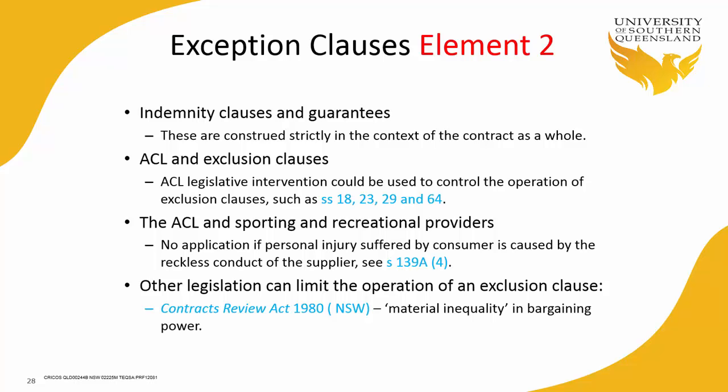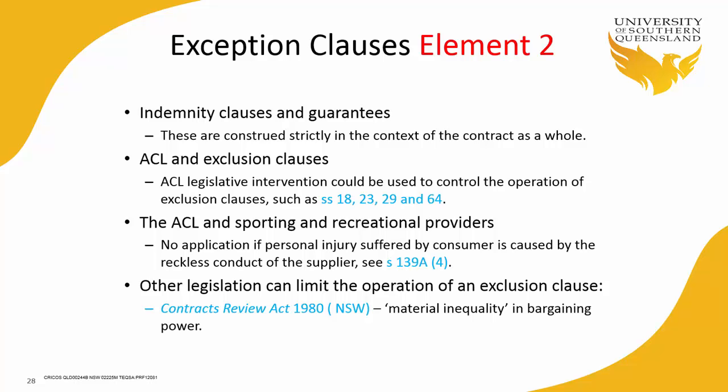There's also a discussion of the ACL. In the case of consumer contracts, some examples of legislative intervention by the ACL that could be used to control the operation of exclusion clauses can be found in the sections given to you on that page. And that's all really that I want you to know in relation to the ACL. But if you're more interested in these things, you can look at chapter 18 and even chapter 17. That gives you a much larger sort of introduction to the ACL.